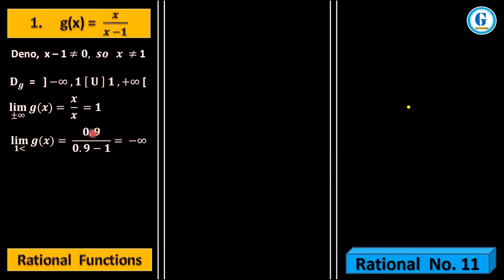So you can see that the numerator is positive and the denominator will be negative. The combined division will give us a negative sign. So this limit is negative infinity. Why negative infinity? Because we are taking limits at 1, slightly less than 1.